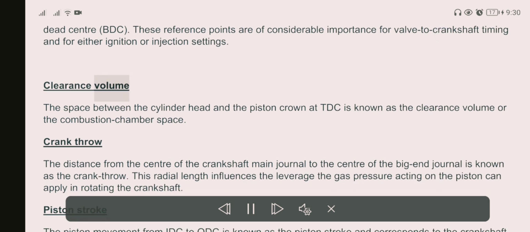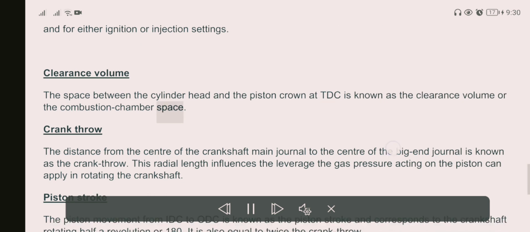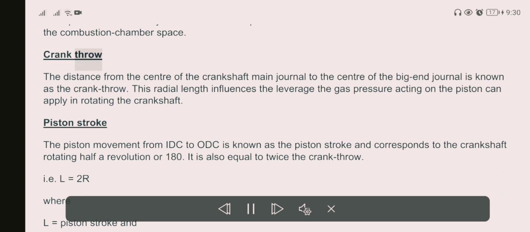Clearance volume. The space between the cylinder head and the piston crown at TDC is known as the clearance volume or the combustion chamber space. Crank throw. The distance from the center of the crankshaft main journal to the center of the big end journal is known as the crank throw. This radial length influences the leverage the gas pressure acting on the piston can apply in rotating the crankshaft.